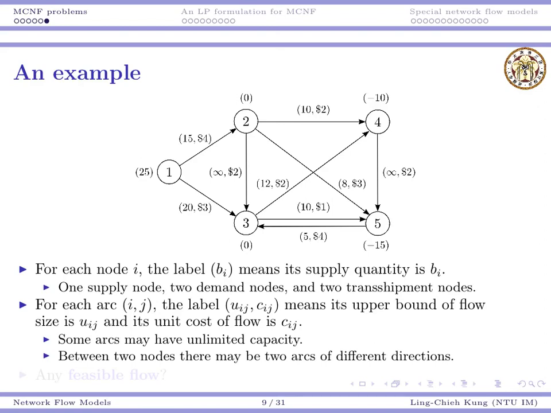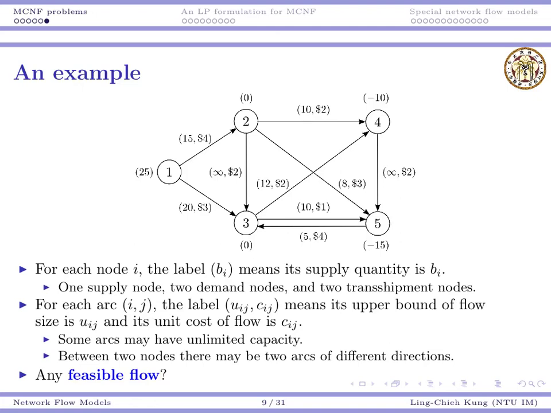Okay. So now, for this particular problem, let's look at it again. We want to send from node 1, in total 25 units, to node 4 and node 5. There are 10 units of demand here, 15 units of demand here. Each arc has its own capacity and unit cost. So before we find an optimal flow, let's try to see whether there is any feasible flow.